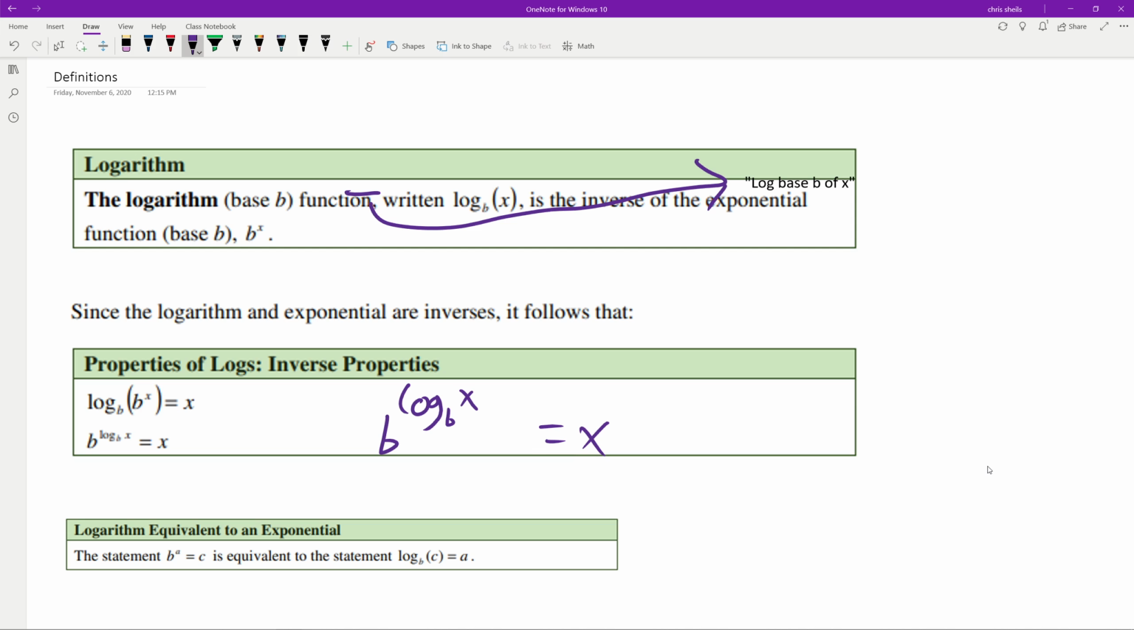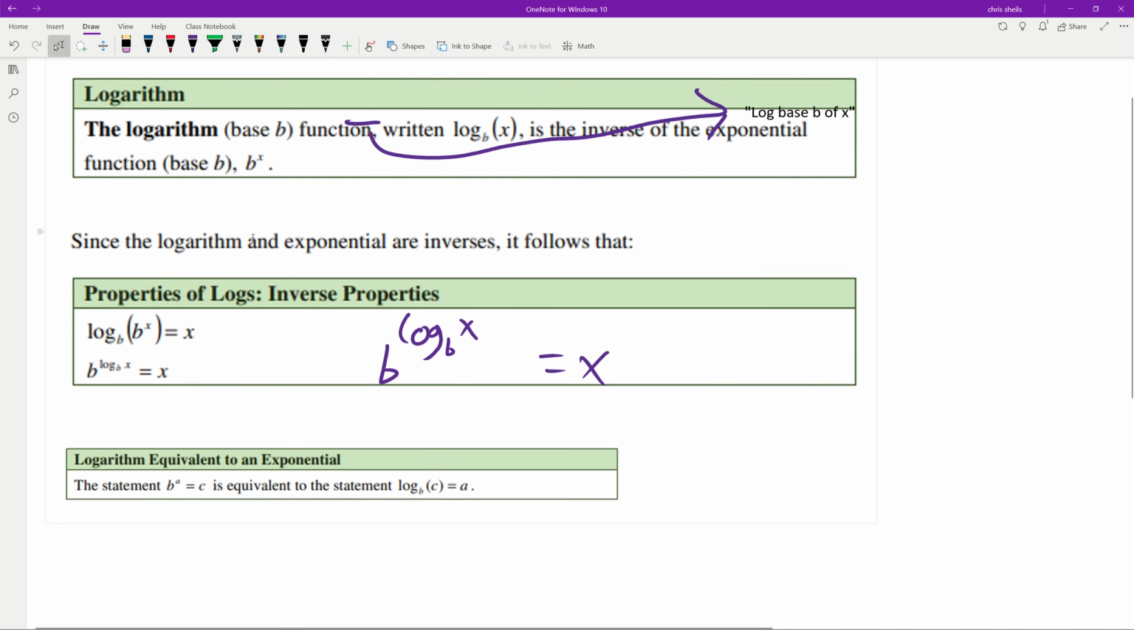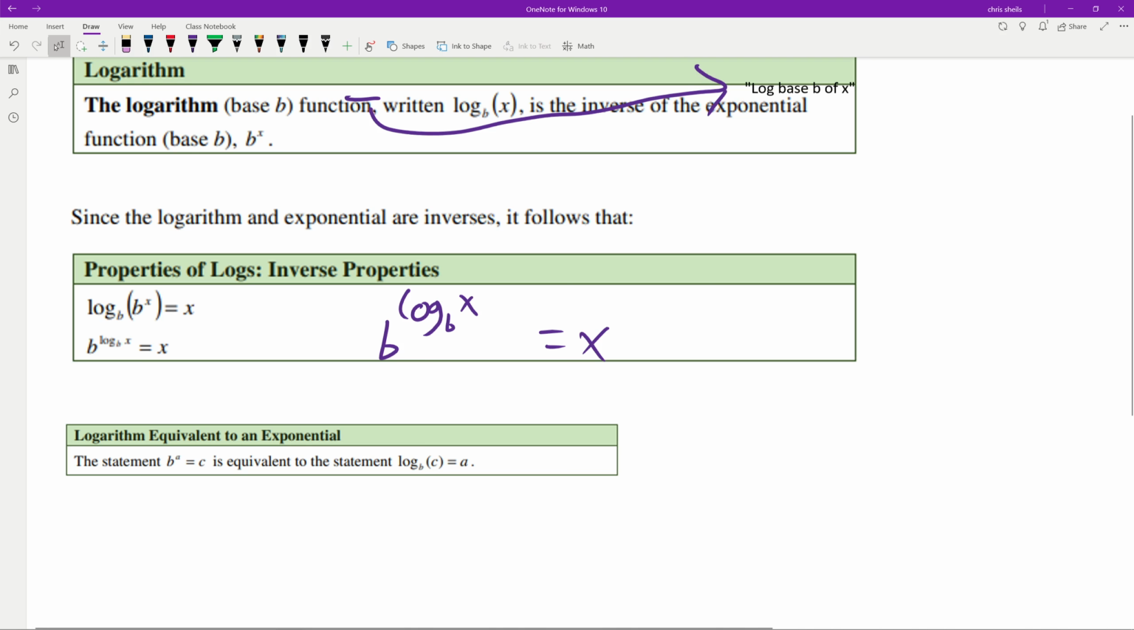I know this base b is a little bit difficult to see here. Notice that on logarithms, my base of this logarithm is written as like a subscript. It's slightly below the rest of the line. Also, the statement b to the a power is equivalent to the statement log base b of c is equal to a.